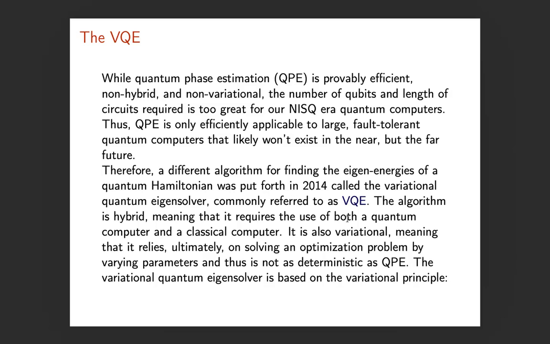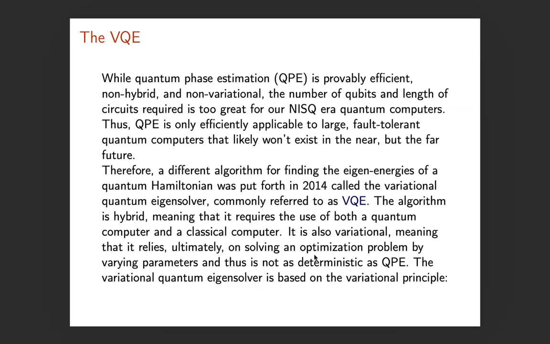It requires the use of both a quantum computer and a classical computer. It is variational because it obeys the variational principle, and it relies on solving an optimization problem, which in our case implies that we have to find the gradient of the energy as a function of these angles. So clearly, if you have many such parameters, it means that you have to evaluate many gradients.